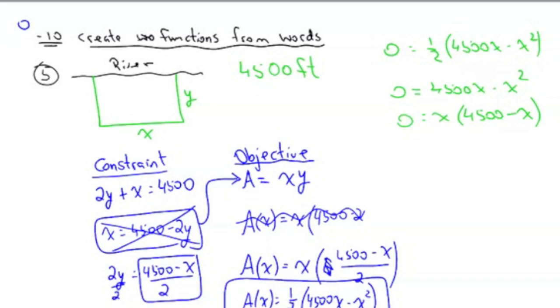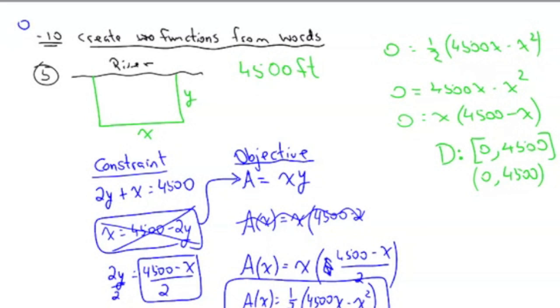So the natural domain of this thing starts where? 0. Where does it end? 4,500. And I really shouldn't put brackets there. I really should put parentheses, because if it ever equals 0, we don't get a rectangle, and if it ever equals 4,500, we don't get a rectangle. So technically it should be 0 to 4,500. Because remember, x is the side length of this side.